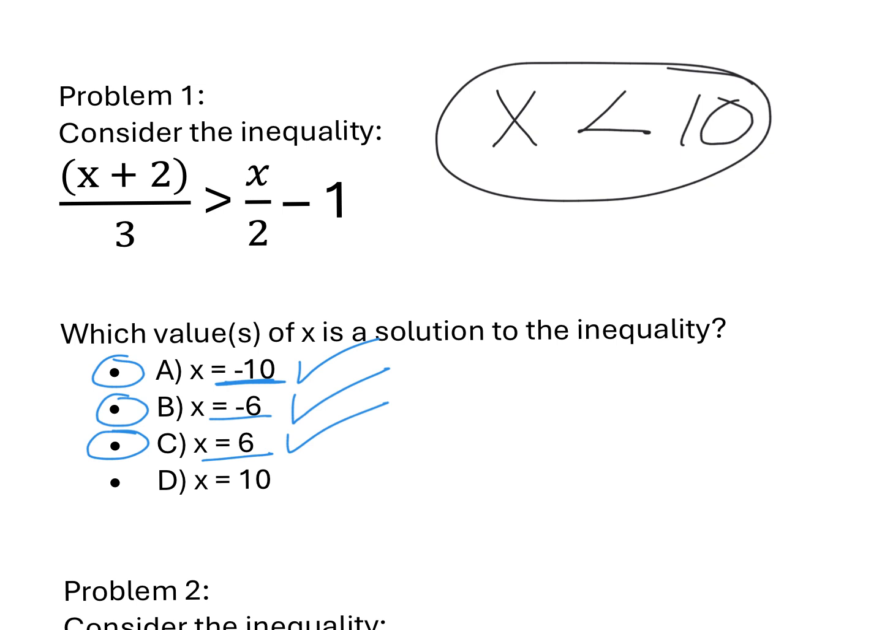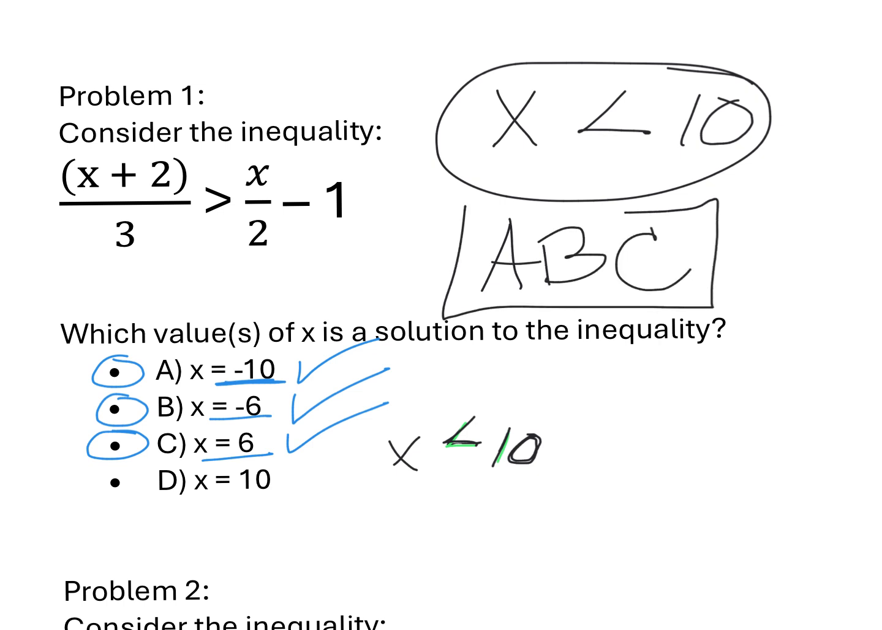If it had said x is less than or equal to 10, then in that case, because of the inequality, we would have said 10. But we don't have that equal to sign. So therefore, all of the solutions for this particular one are going to be A, B, and C. So no D.